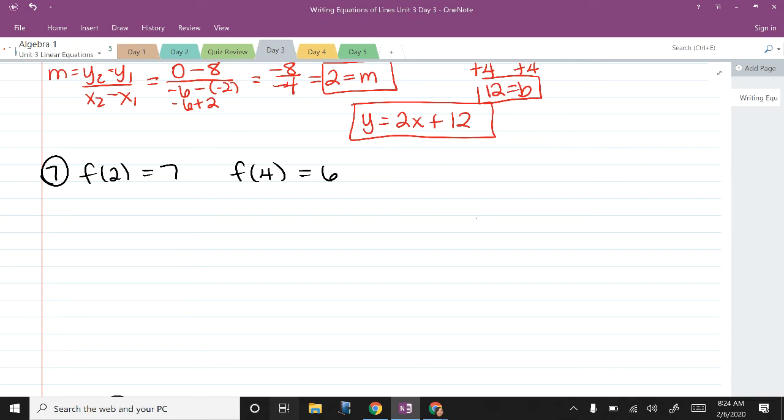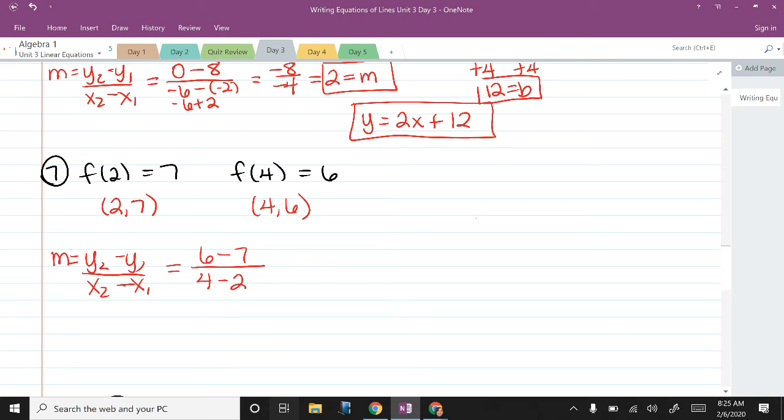So the next ones are in function notation, correct? All right. What are those as ordered pairs? 2, 7, and 4, 6. So which one do you have to find first, M or B? M. So y2 minus y1 over x2 minus x1. What is y2? 6 minus what's y1? Over x2 minus x1. And that reduces to -1/2.